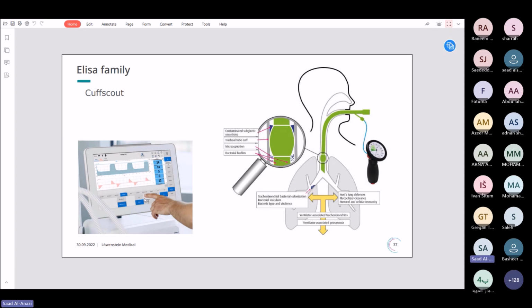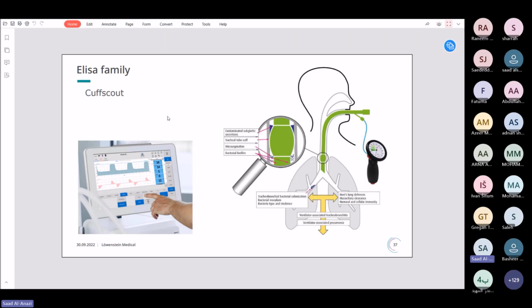With the sample line, you can select here on the left side how many centimeters of water you need to keep the balloon inflated. For example, 25 centimeters of water. If you select 25 centimeters of water, and there is any leak or the cuff is deflated, the machine inflates it by itself. So there is no requirement for the RT or the doctors or the end user to inflate it again, because the machine will inflate it continuously and minimize the leak.